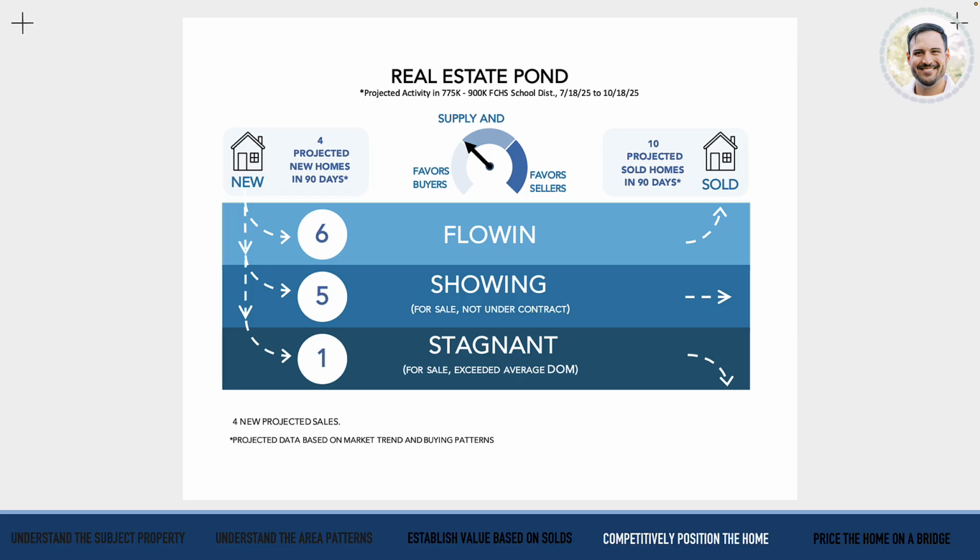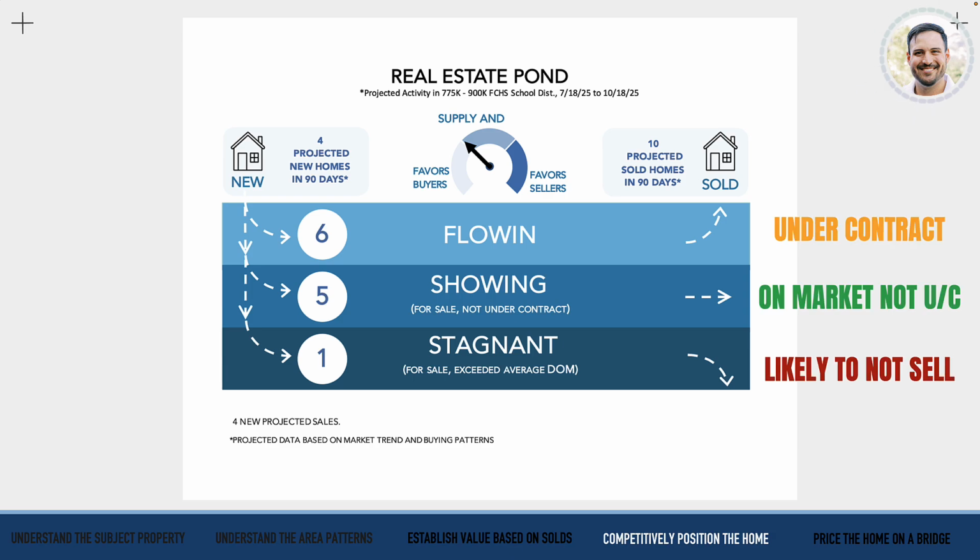Now, if a house sinks too low, sits too long, and doesn't take any actions to bring itself back up to that flowing or high visibility spot, it can become stagnant, and those are the ones that probably aren't going to sell. So just like that, we make these little layers on this graph as the under contract, on the market, not under contract, and those that are likely to not sell.